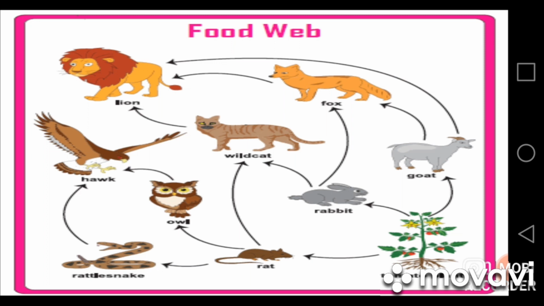When different food chains combine together or they overlap each other, a food web is formed. You can see in this food web, one animal is being eaten by the different animals, and that animal is also eaten by the other animals. So when the different food chains combine together, they form a food web.